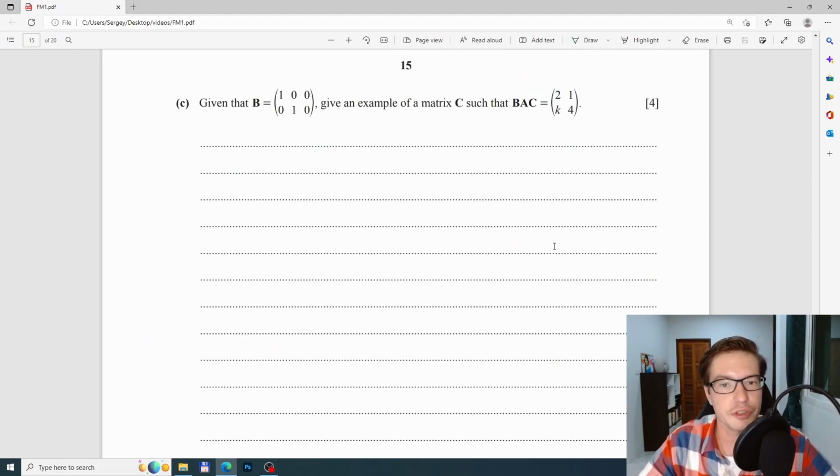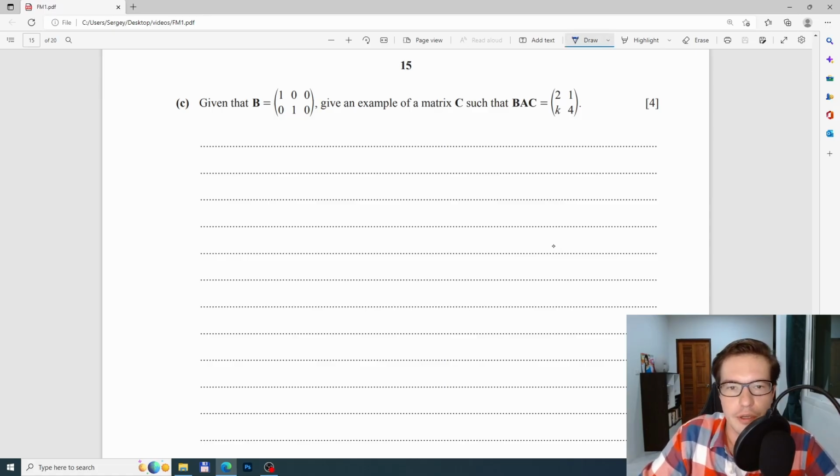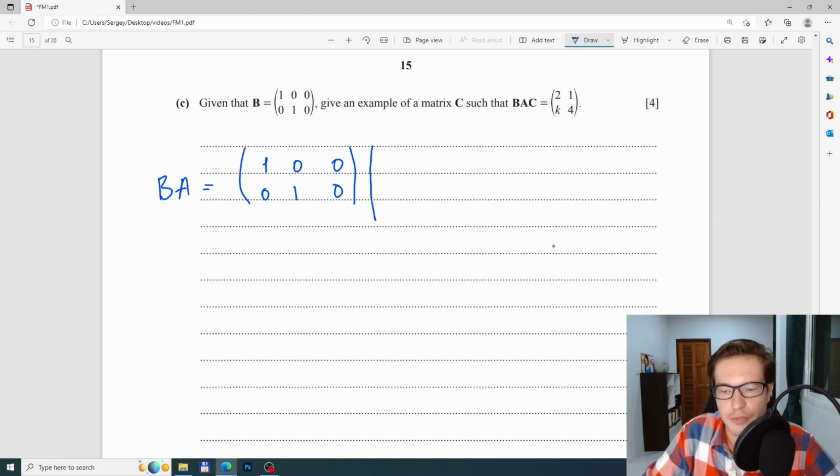All right, next question about matrix multiplication. Give an example of a matrix C such that BAC equals 2, 1, 4, k. And I'm going to start by multiplying B by A first, and just see what I get. So B is 1, 0, 0, 0, 1, 0, and A is 1, 2, 3, 4, k, 6, 7, 8, and 9. Let's multiply these matrices together.